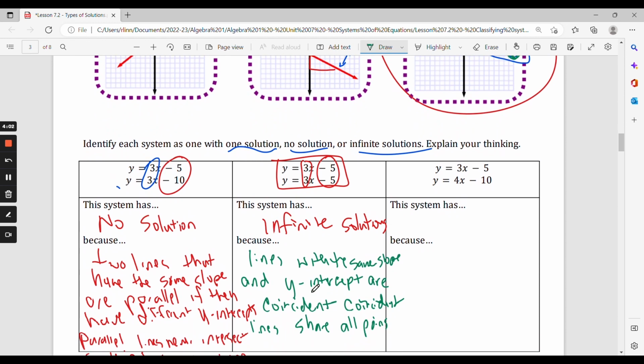So our last system of equations, we need to figure out, does this one have one solution, no solution, or infinite solutions? The first thing that I'm going to look at on all of these is the slope, because if the slope is different, then those are not parallel lines, and those lines are eventually going to intersect somewhere. So I see that one of these has a slope of 3, one has a slope of 4, which means that this system has one solution.